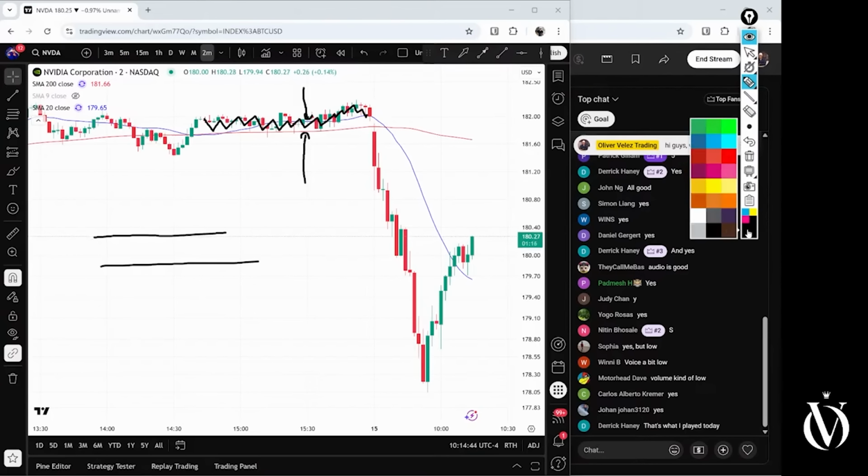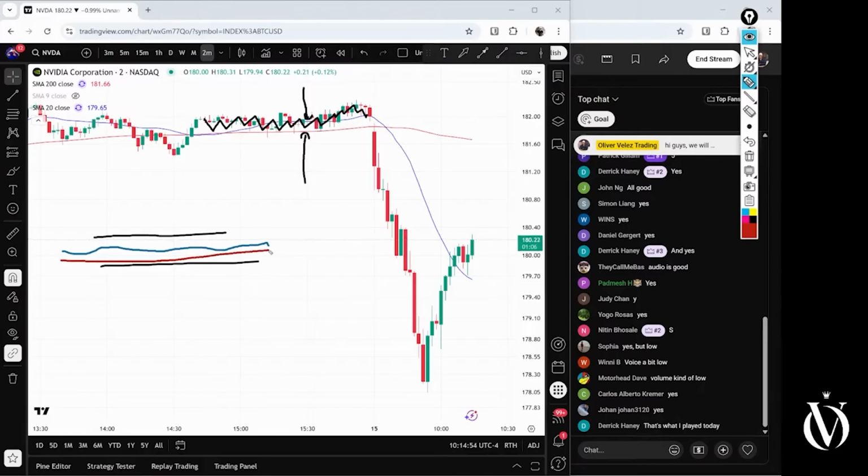So you've got the 20 is relatively flat. The 200 is flat as well. And your price is in a tight, flattish type range. That's the most ideal flat, narrow state.